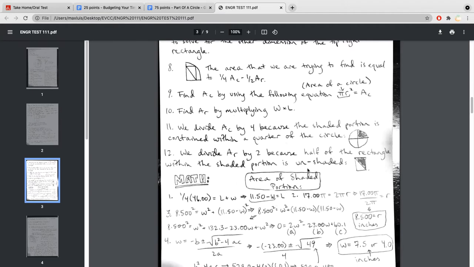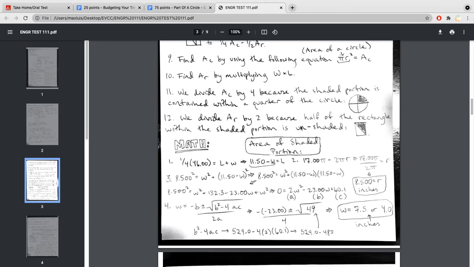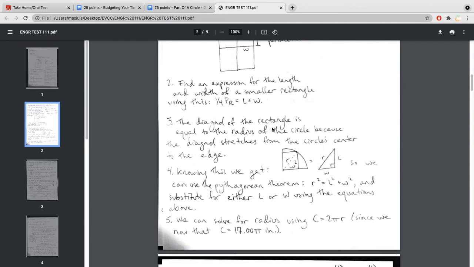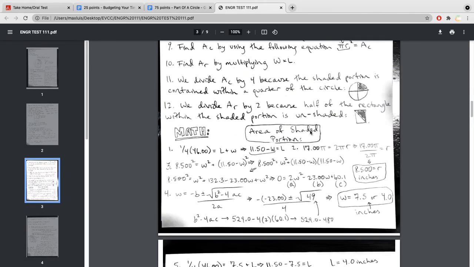So now for the math. Oh, this is why I don't have the 8.500 up here. I didn't do any of the math up here. I was just making a list of steps to follow. So now for the math.